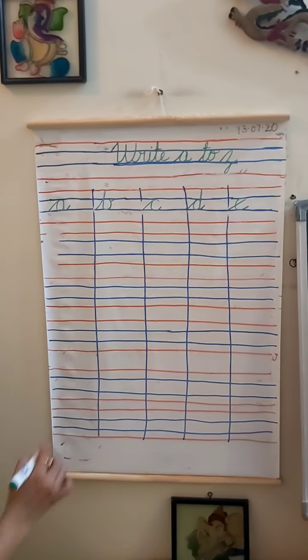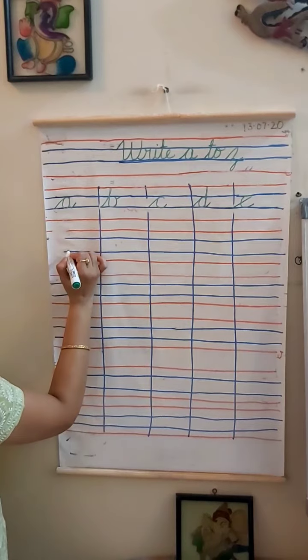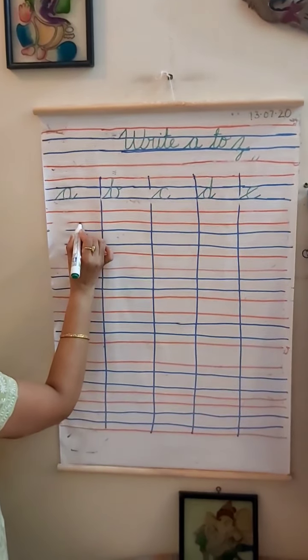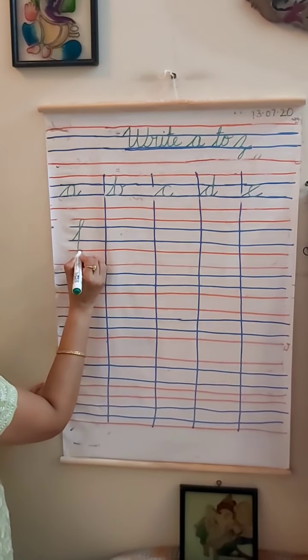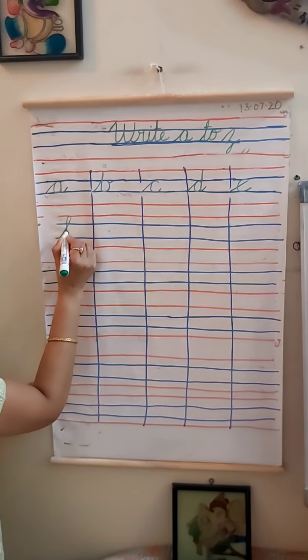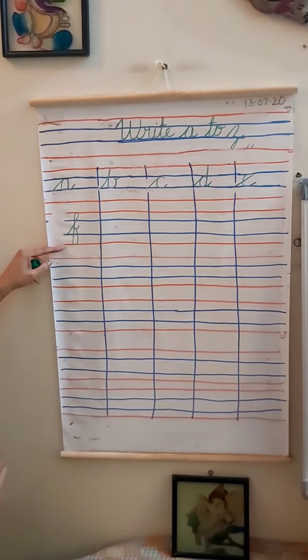Now after E comes F. How do we write F? Starting from the corner, slant till red line and turn again, come back till red line, turn and a small tick. This is the formation of F.